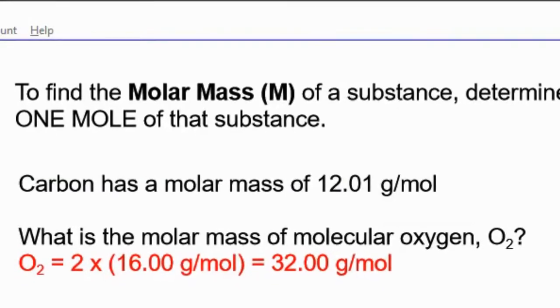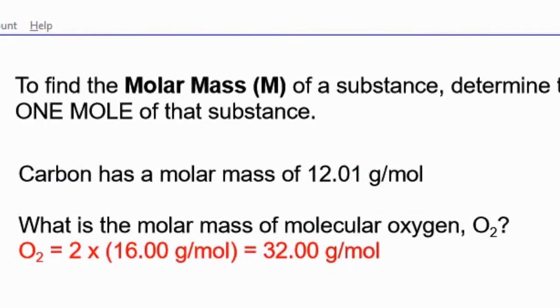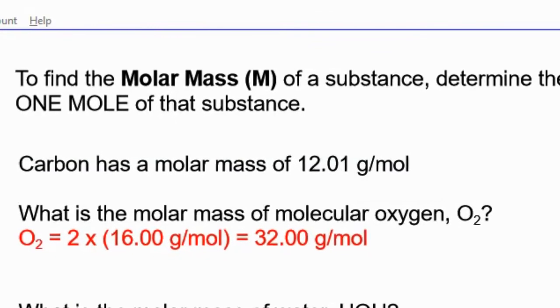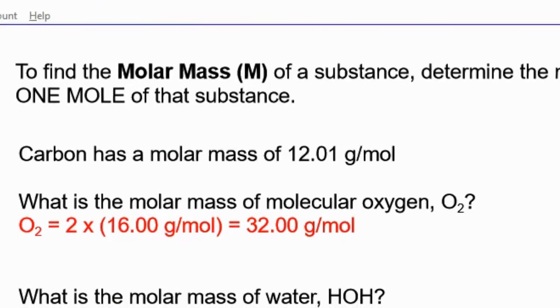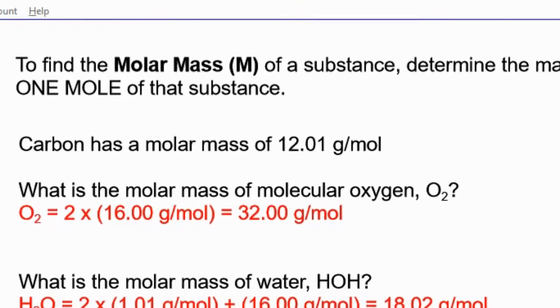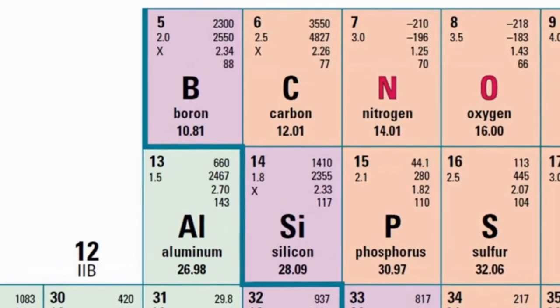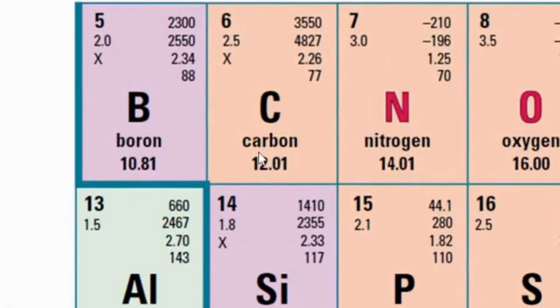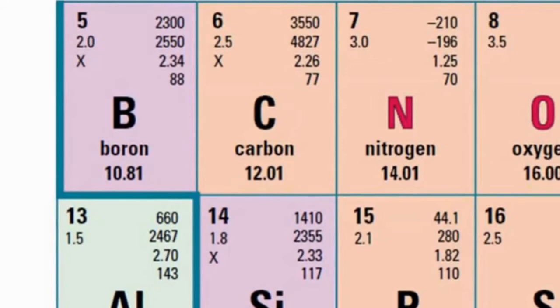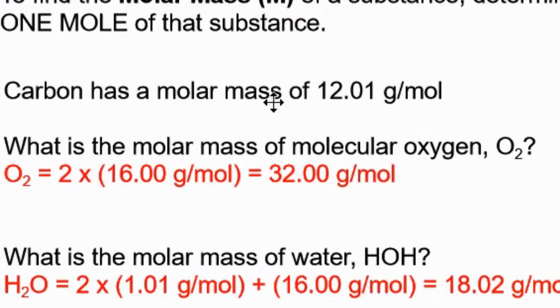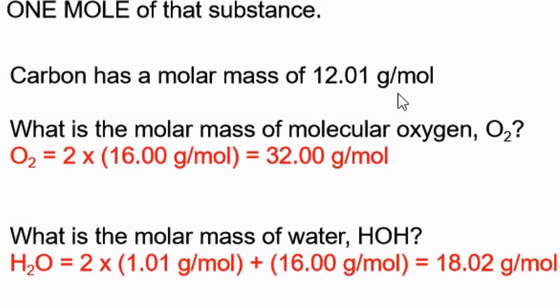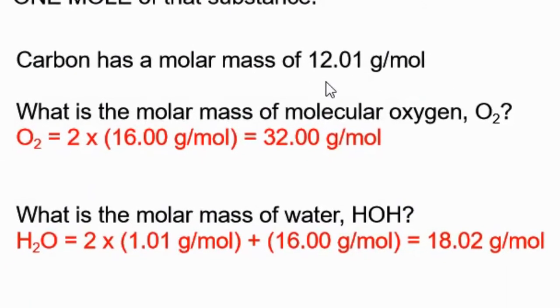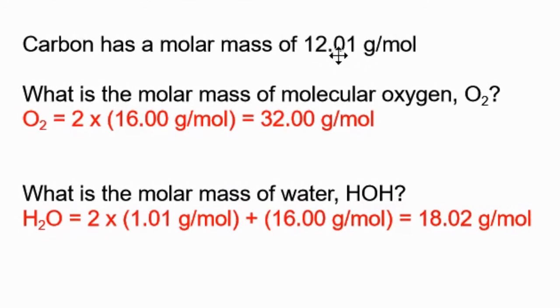Let's take a look at molar masses. The molar mass is the mass of 1 mole of a particular substance. So carbon's molar mass can be found in the periodic table. It's 12.01. The units for molar mass are grams per mole. So the molar mass of carbon is 12.01 grams per mole. You'll notice that there are 4 digits in this number.